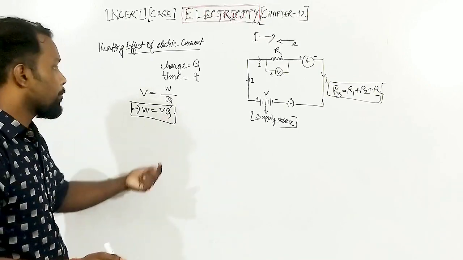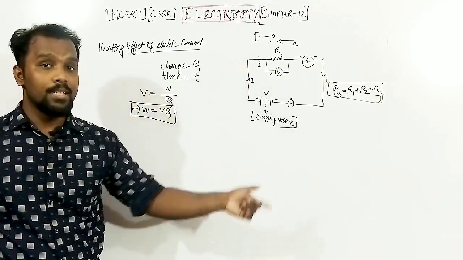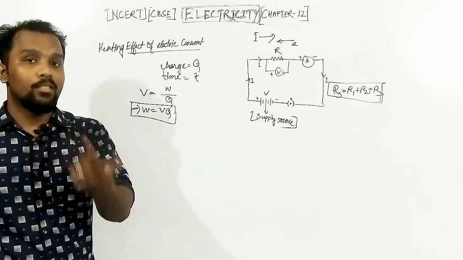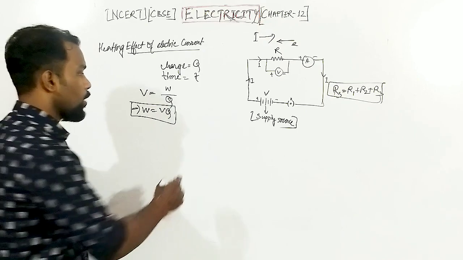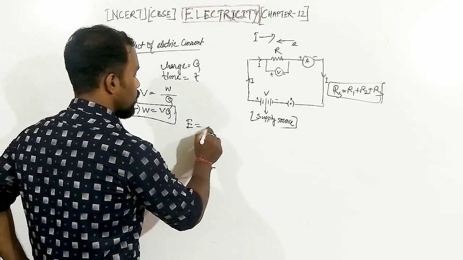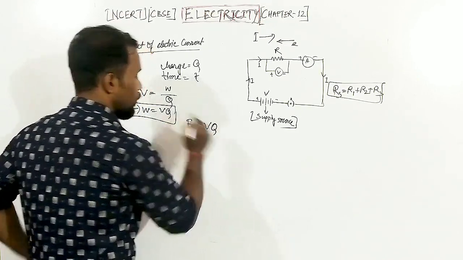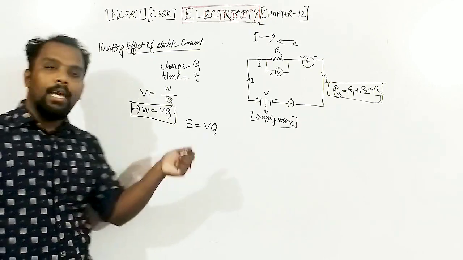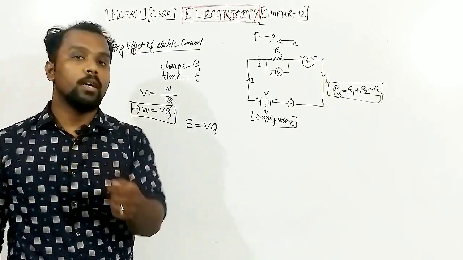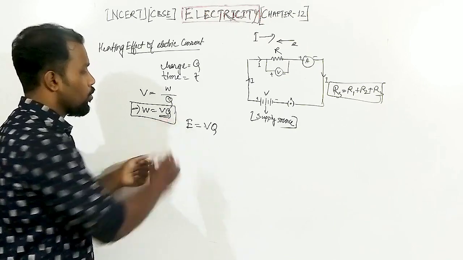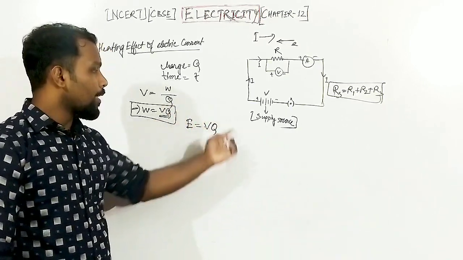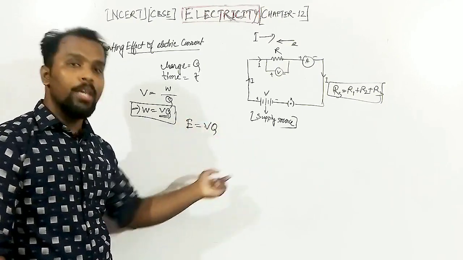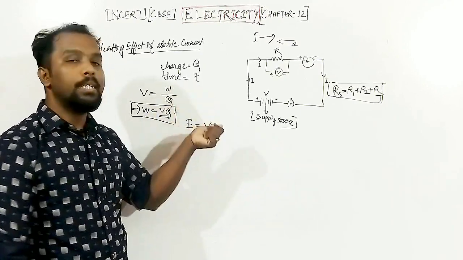So the electrical energy that we are discussing is considered as the amount of work done, that is equal to VQ. So you can write energy equal to VQ, because we know energy is nothing but the amount of work done. Here the amount of work done is VQ, so the energy will be equal to VQ.